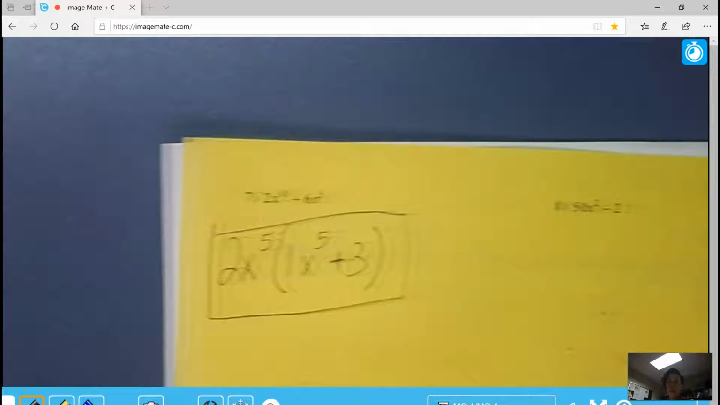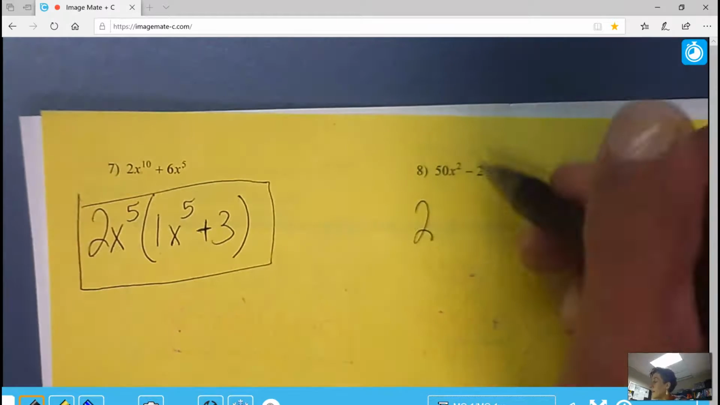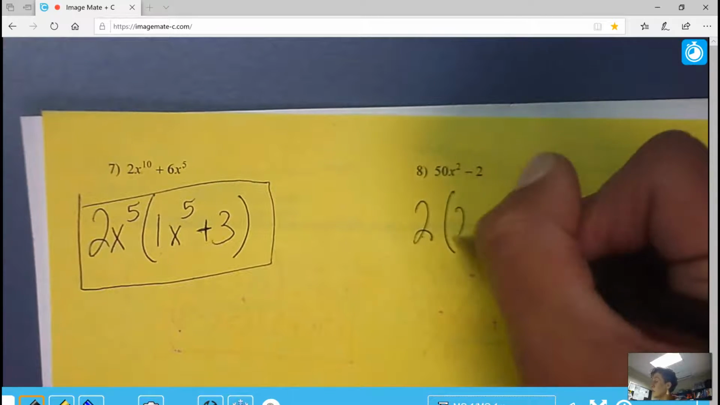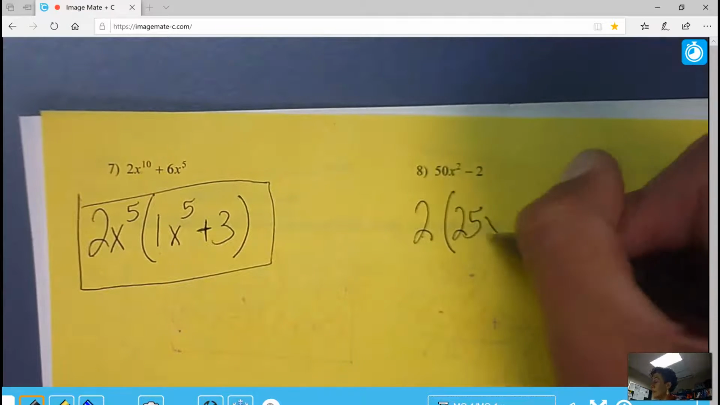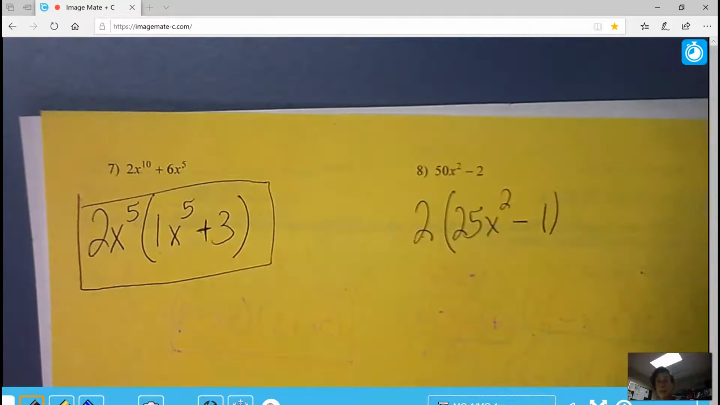All right, let's go to number 8. Let's start with that GCF. So looking at the smaller number, 2 does go into 50, so let's take that 2 out. They don't both have x's, so we'll leave the x's there. And 2 times 25 is the 50 with x squared, and 2 times negative 1 makes the negative 2.